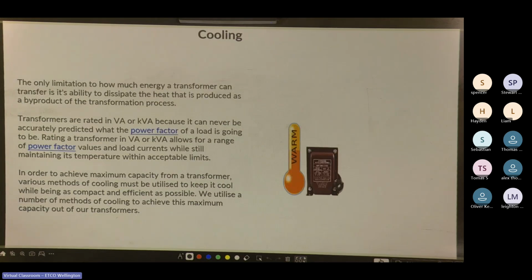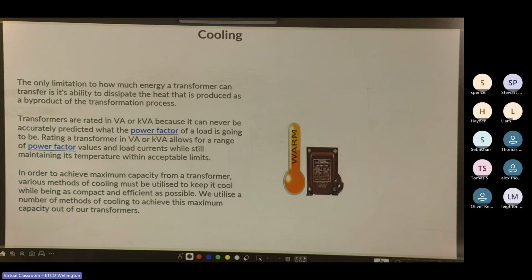So cooling. The only limitation to how much energy a transformer can transfer is its ability to dissipate the heat that is produced as a byproduct of the transformation process. Transformers are rated in VA or kVA because it can never be accurately predicted what the power factor of a load is going to be. So rating a transformer in VA or kVA allows for a range of power factor values and load currents while still maintaining its temperature within acceptable limits.